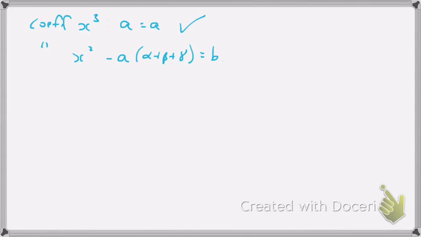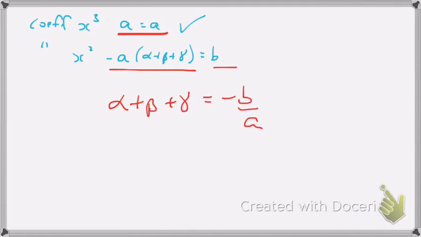Right, so the coefficient of x cubed, as you see there, is a equals a, which is what you would expect, otherwise you've made a mistake. We then go through to the coefficient of x squared, which says that minus a times alpha plus beta plus gamma equals b, which a little bit of algebra tells me that alpha plus beta plus gamma equals minus b on a. And I want you to notice, please, that this is exactly the same as in a quadratic, which is alpha plus beta equals minus b on a.